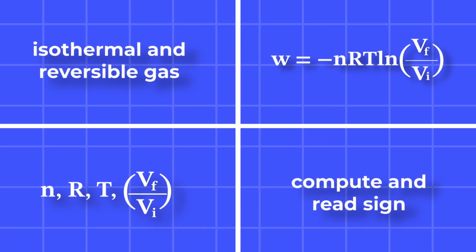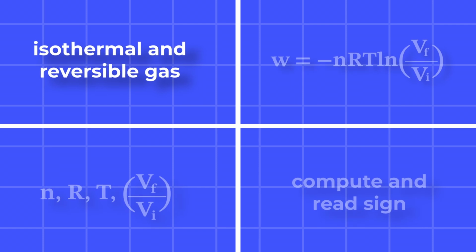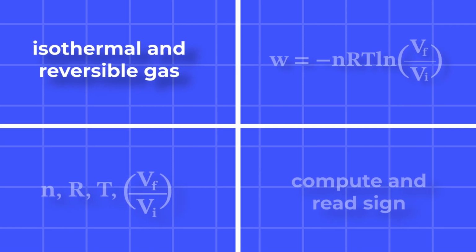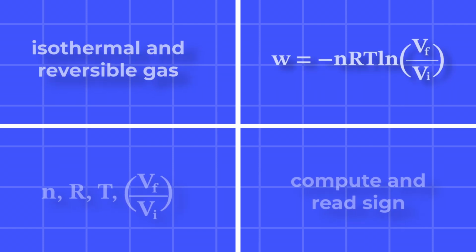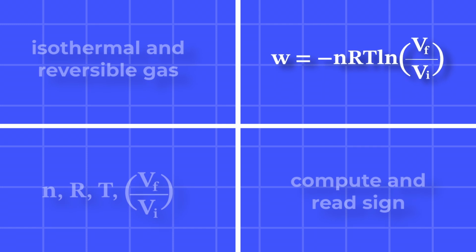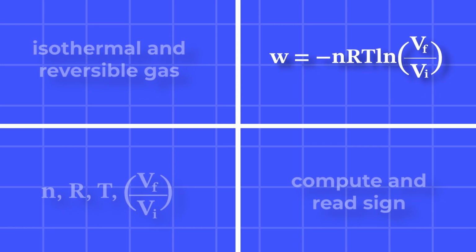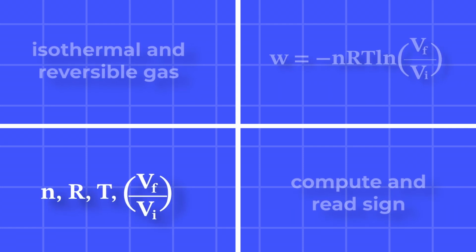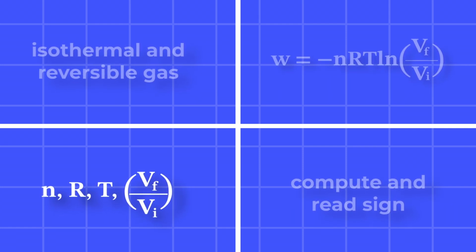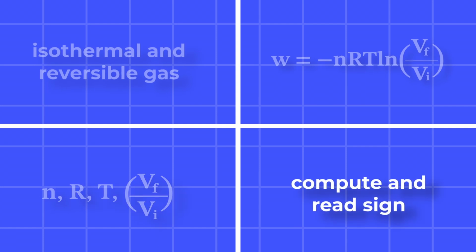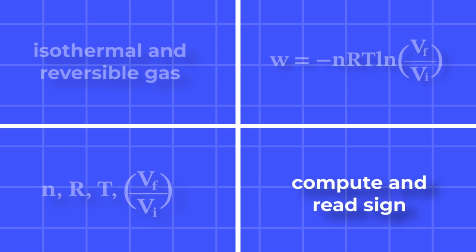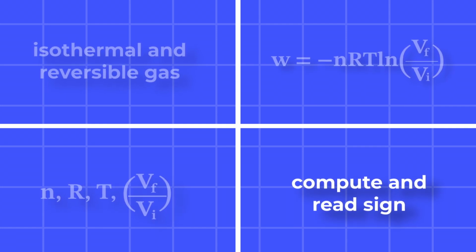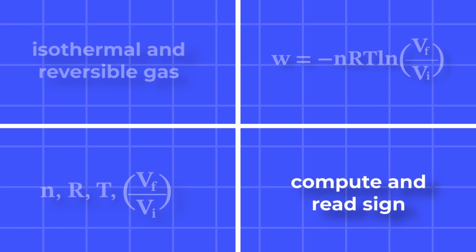To wrap up, here is a quick recipe for any problem. 1. Confirm isothermal and reversible for an ideal gas. 2. Write W equals negative nRT times the natural log of V final over V initial. 3. Plug in n, R, T, and the volume ratio. 4. Compute and interpret the sign. Negative means the gas delivered energy as work.